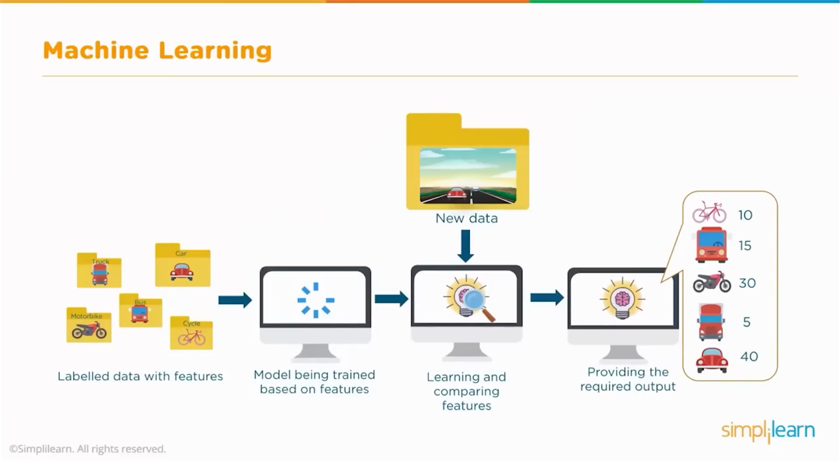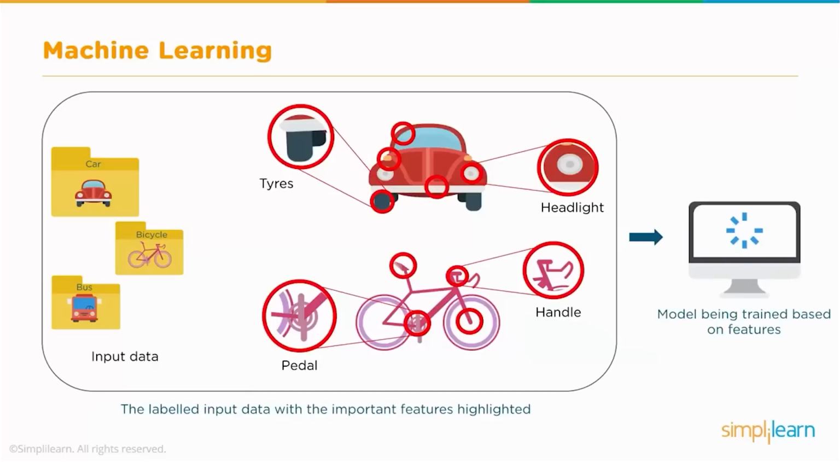Machine learning. Well, the way machine learning works is we have labeled data with features. So you have a truck or a car, a motorcycle, a bus, or a bicycle, and each one of those are labeled. It comes in, and based on those labels and comparing those features, it gives you an answer. It's a bicycle, it's a truck, it's a motorcycle. Let's look a little bit more in depth on this.